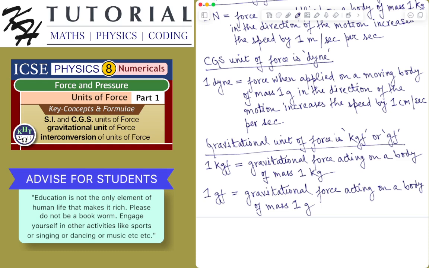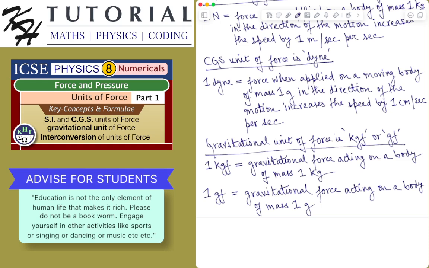It could be anywhere. It could be at a high altitude, or it could be below the surface of the earth. Wherever it is, it depends on the mass of the body. 1 kgf means the gravitational force, wherever the body is, whatever the gravitational force of attraction at that place is. So it is the gravitational force acting on a body of mass 1 kilogram.